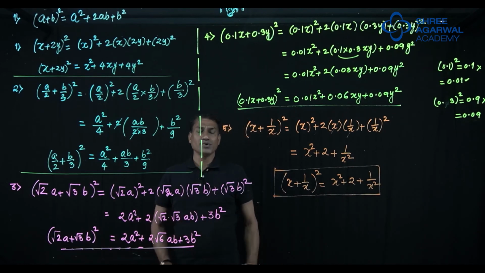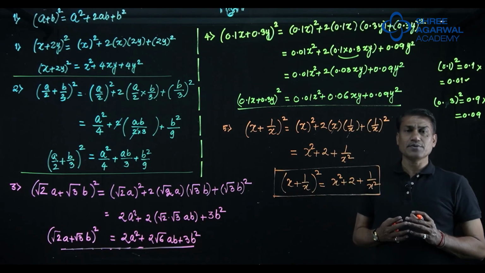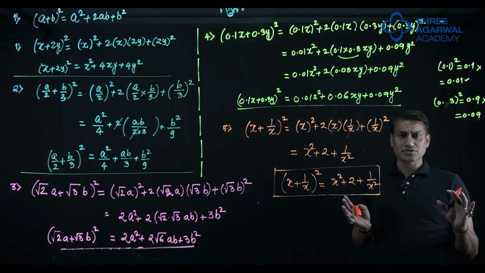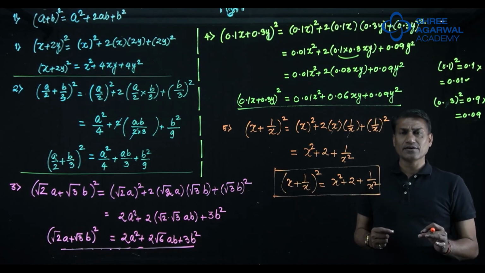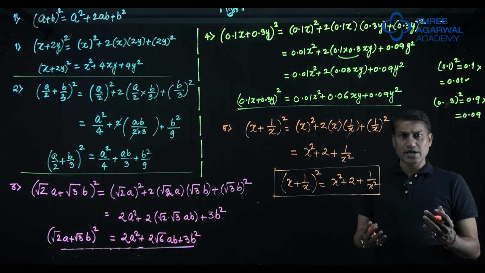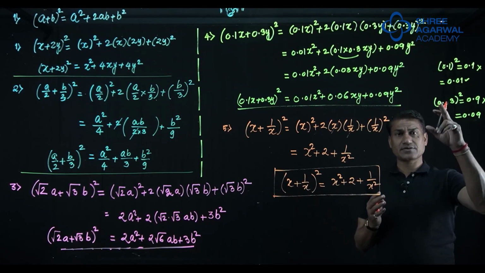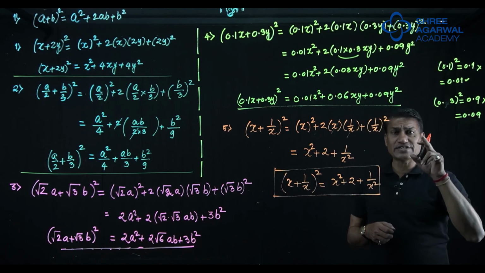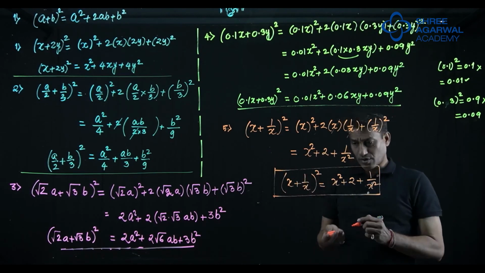I hope you understood how to do expansion of (a + b)². Whatever the terms are, don't be afraid at all. First, you should know the formula correctly. Then you should use the steps correctly, do substitution, and never go wrong in decimals. If you go wrong in decimals or in squaring, then the final answer will go wrong.